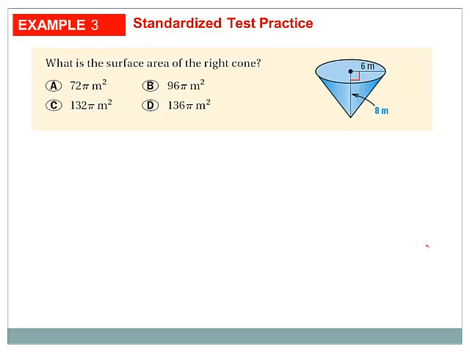Example 3, it says, what is the surface area of the right cone? The surface area formula. So the formula for this is going to be the surface area is equal to, and we're going to start with the circle, so that's pi r squared, and we're going to add pi r, which is once again the radius, and then the slant height.